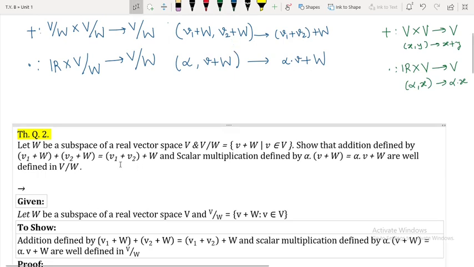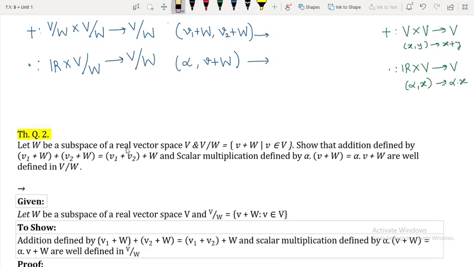You can compare this term and this term. Don't get confused about why this term is like this over here. If you want, I will add one more step. Here, this is actually mapped to (v1 + W) + (v2 + W), and they are saying that this is exactly equal to v1 + v2 + W.